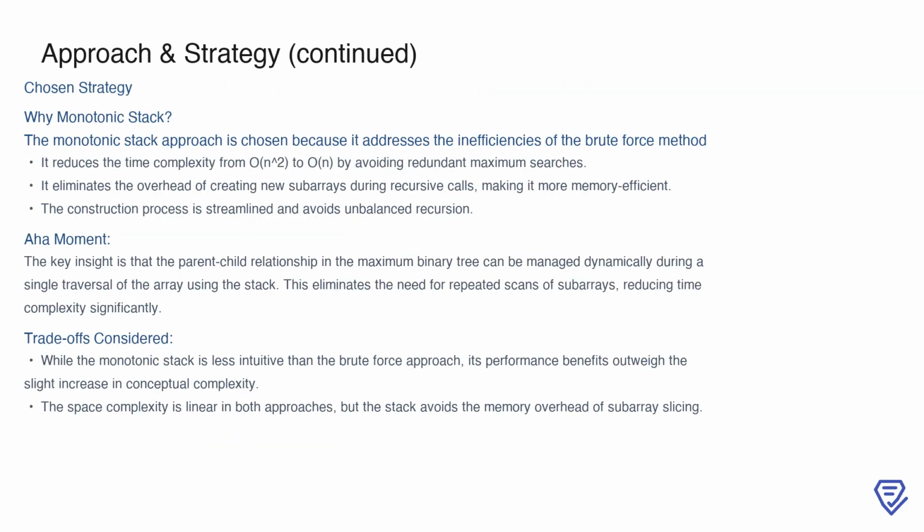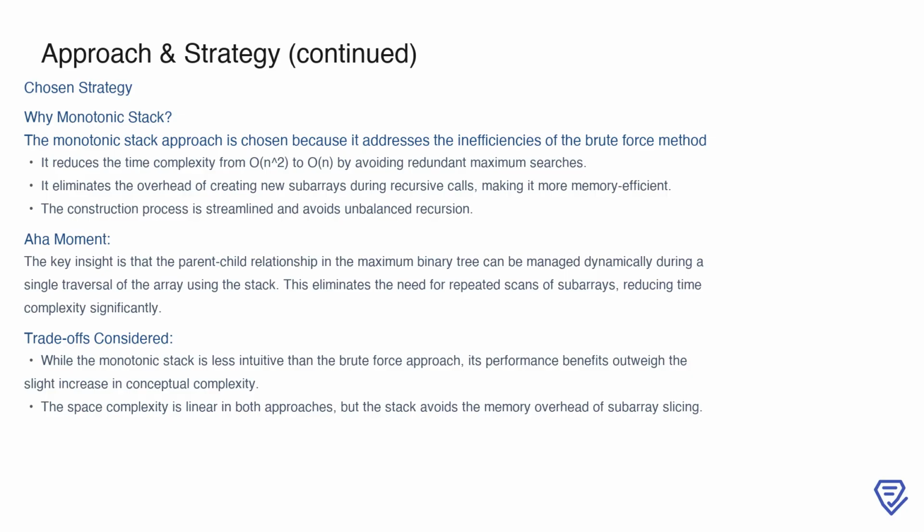The monotonic stack approach has been chosen as the preferred strategy because it directly addresses the inefficiencies of the brute force method. By reducing the time complexity from O(n squared) to O(n), it avoids the costly repeated scans of subarrays. Additionally, it eliminates the need for slicing the array during recursive calls, which makes it more memory efficient. One of the key insights here is that the parent-child relationships in the tree can be managed dynamically during a single traversal of the array. This allows us to construct the tree in a streamlined manner while maintaining efficiency.